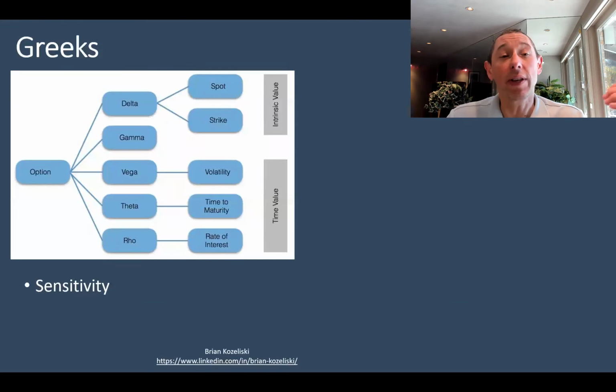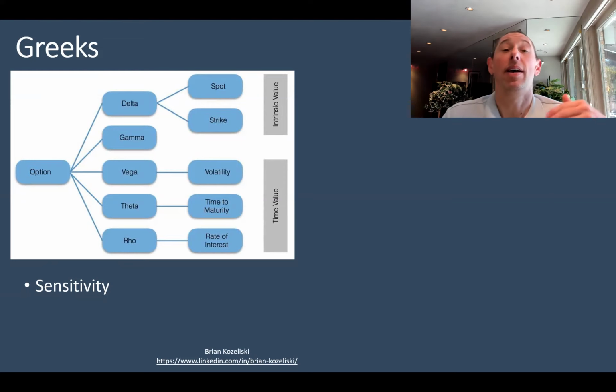Now, there are also other things that people talk about, and they talk about the Greeks. What are these things? There's delta, gamma, vega, theta, and rho. These things measure an option's sensitivity to changes in the factors that we talked about on the previous slide. So if you think about delta, it is the option's sensitivity to a change in the spot price, or the actual market price there, okay? And these sensitivities are true for very, very small changes.